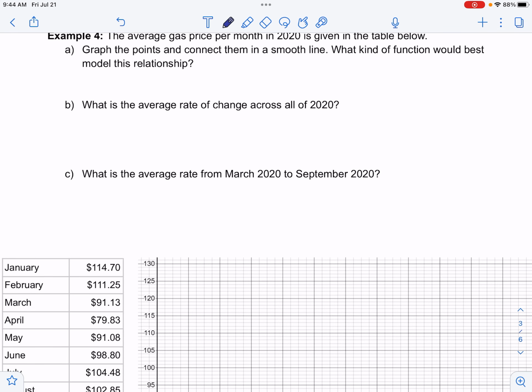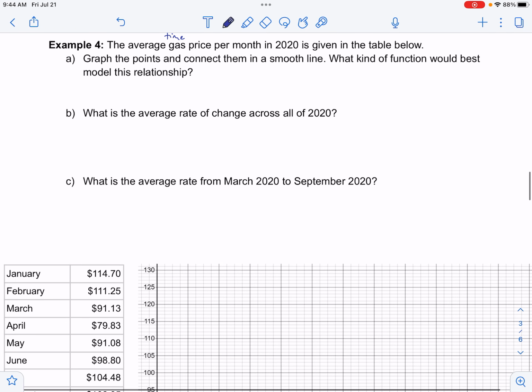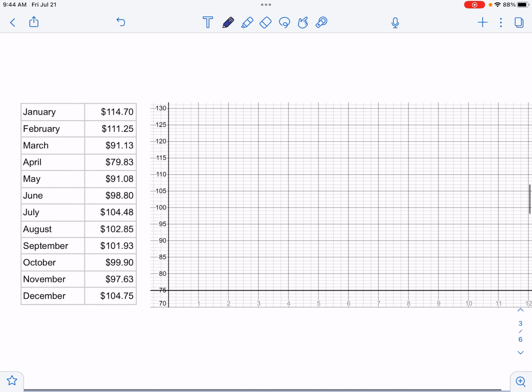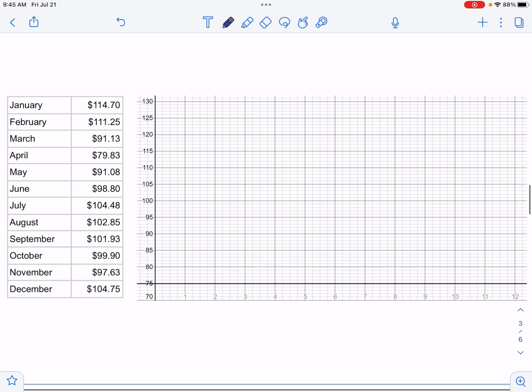Okay, one last example to just sort of talk about the different ways that you could see rate of change. The average gas price per month in 2020 is given in the table below. Graph the points and connect them in a smooth line. What kind of function would best model this relationship? Okay, let's graph them. On our graph here, we'll assume that 1 is January, 12 is December along our x-axis.